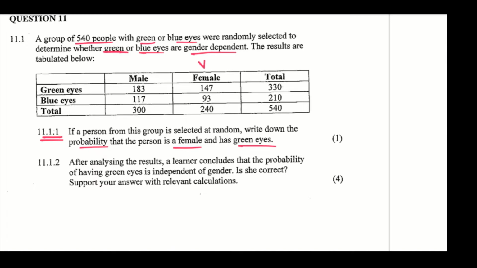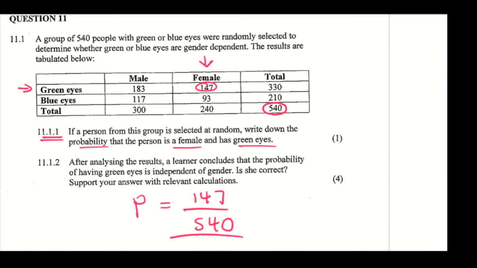So looking at female and green eyes, this is green eyes and this is female, right? So we're going to look at female and we're going to look at green eyes. Where do these points intersect? At these points here, right? So the probability of a female with green eyes is 147, and then we have to divide by the total number of people, which is 540. So this is your solution here.